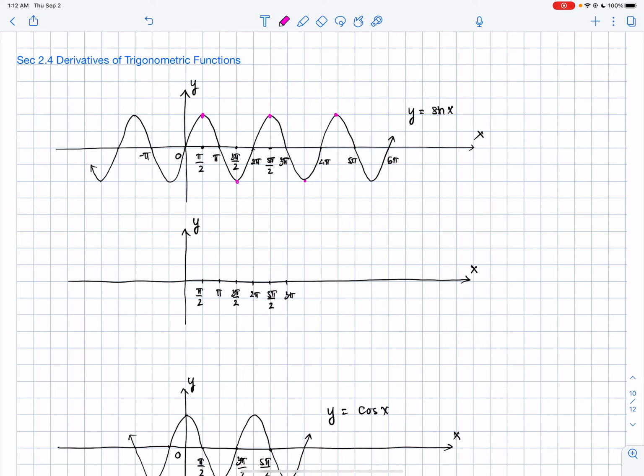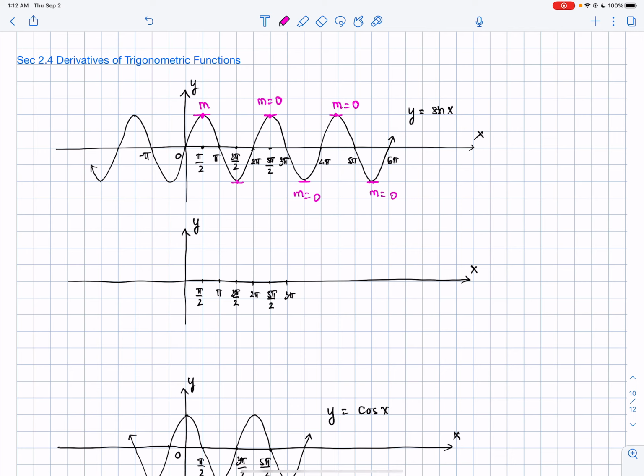If we draw the tangent line, it will be like this. It could be a horizontal line. And when the tangent line is horizontal, that means the slope is 0. So in the graph below, I want to graph the derivative of the function sine of x.